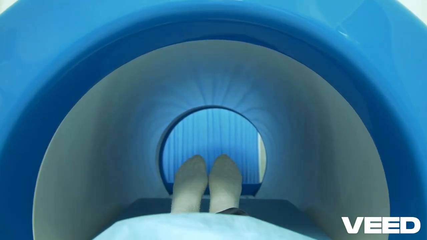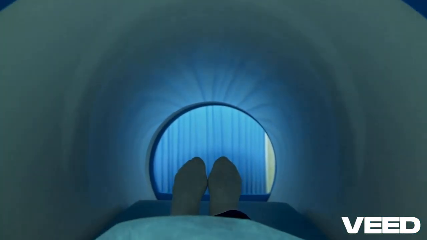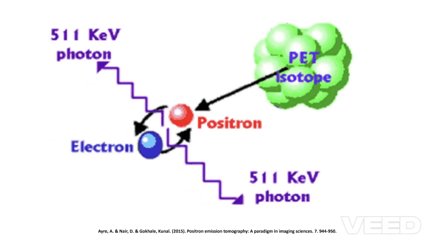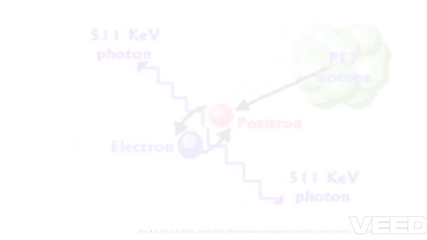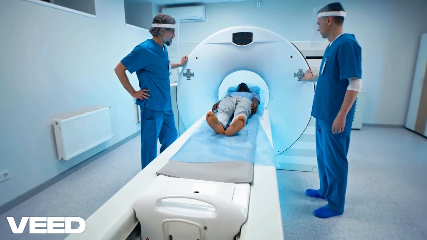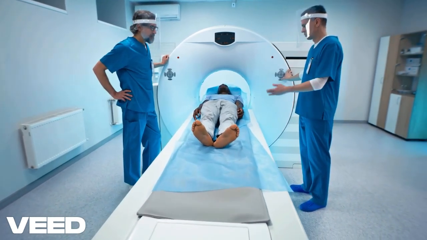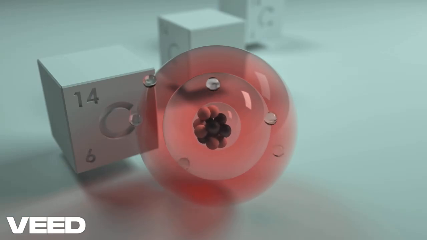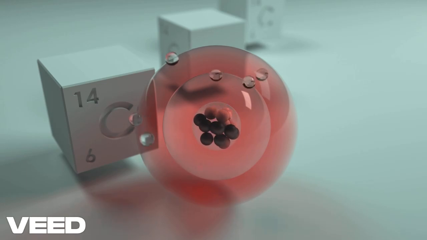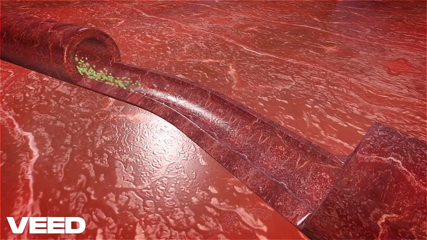As the tracer decays, it emits positrons, which are like positive electrons. When these meet electrons in the body, they annihilate each other, releasing two gamma rays in opposite directions. PET scanners detect these gamma rays and use advanced software to reconstruct detailed images of metabolic activity throughout the body. This ability to map metabolism, not just structure, is what makes PET so powerful in cancer diagnosis and treatment.